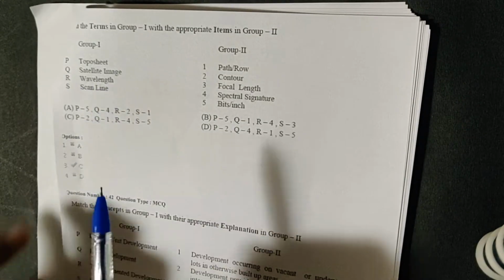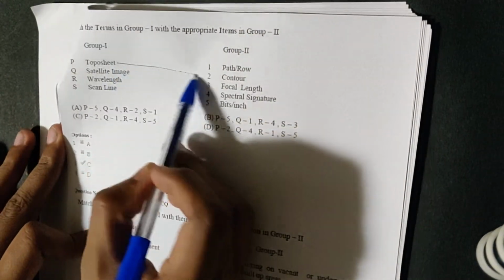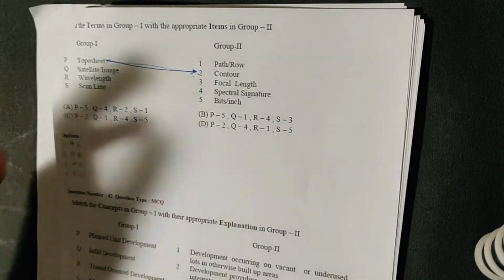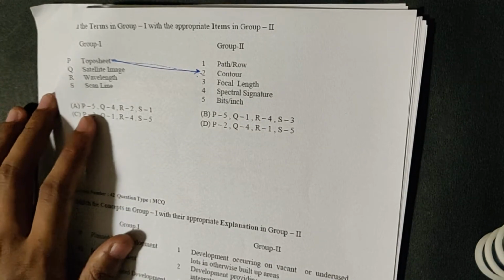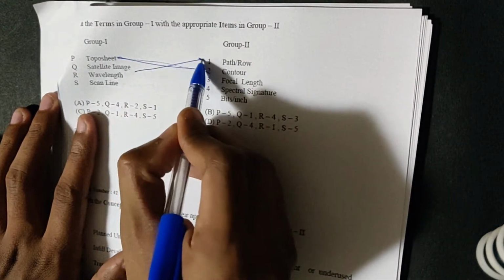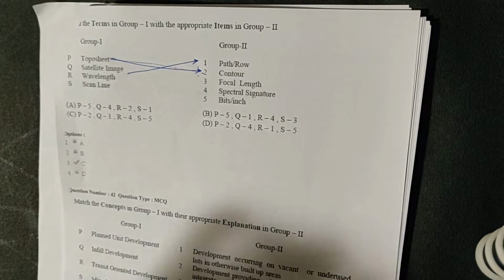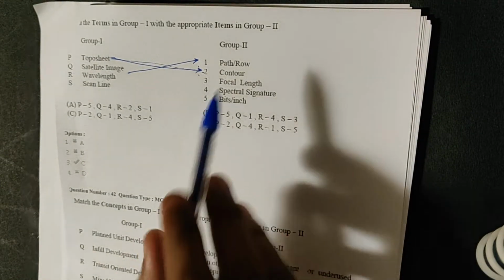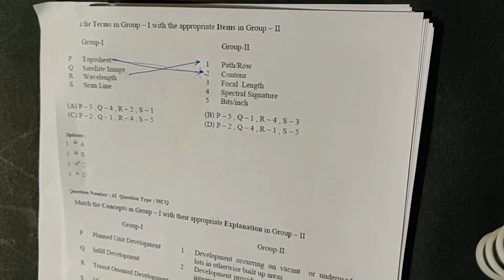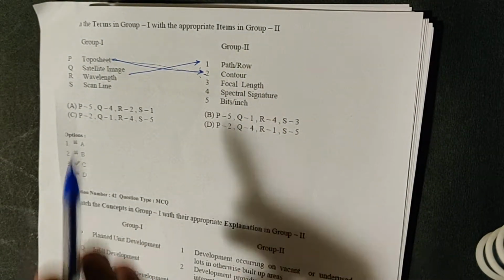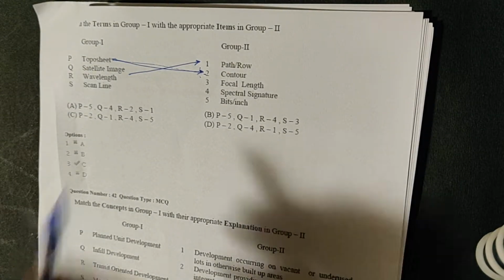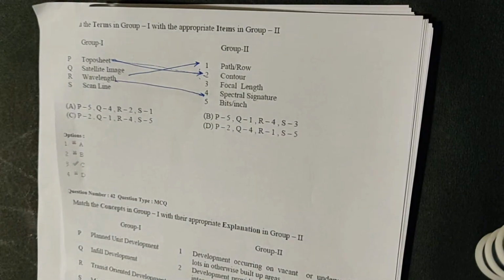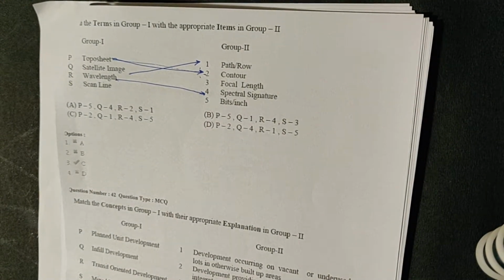So topo sheet is basically a sheet which gives you contour lines, which is used by your GIS system. The satellite image is from the path and row. So what happens is, when a satellite sends an image, you will track the satellite with the help of a path and a row. Just like you have a row and a column and you mark a cell, the satellite is spotted using that. Wavelength is your spectral signatures, or these days you call it your software signatures.